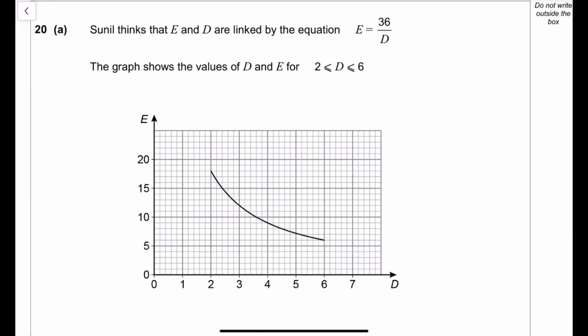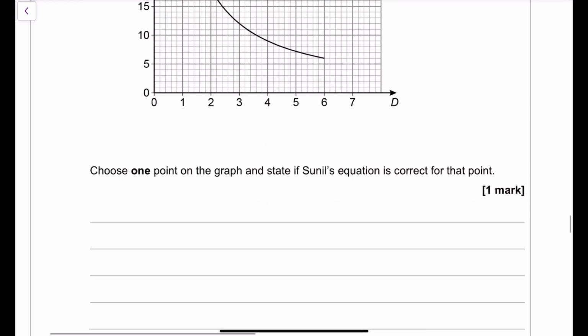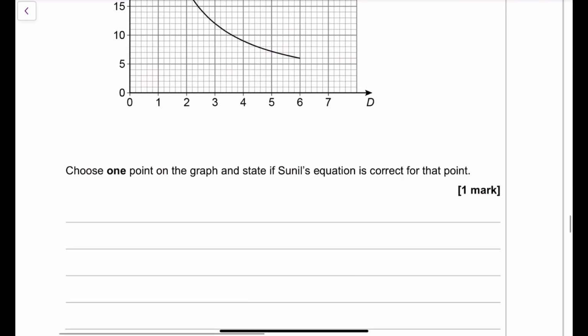Okay, Sunil thinks that E and D are linked by the equation E is equal to 36 over D. The graph shows the value of D and E for 2 is less than or equal to D is less than or equal to 6. Choose one point in the graph and state if Sunil's equation is correct at that point.